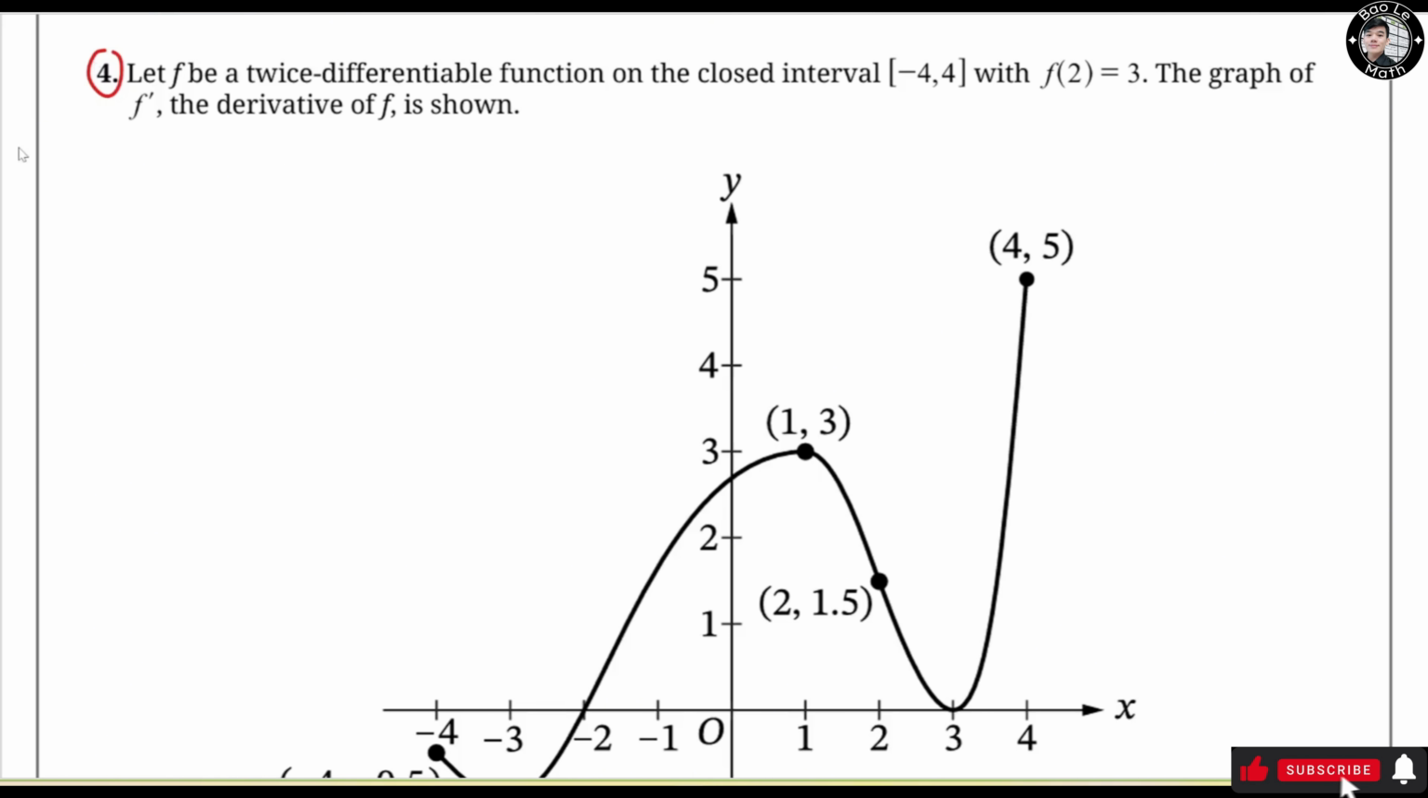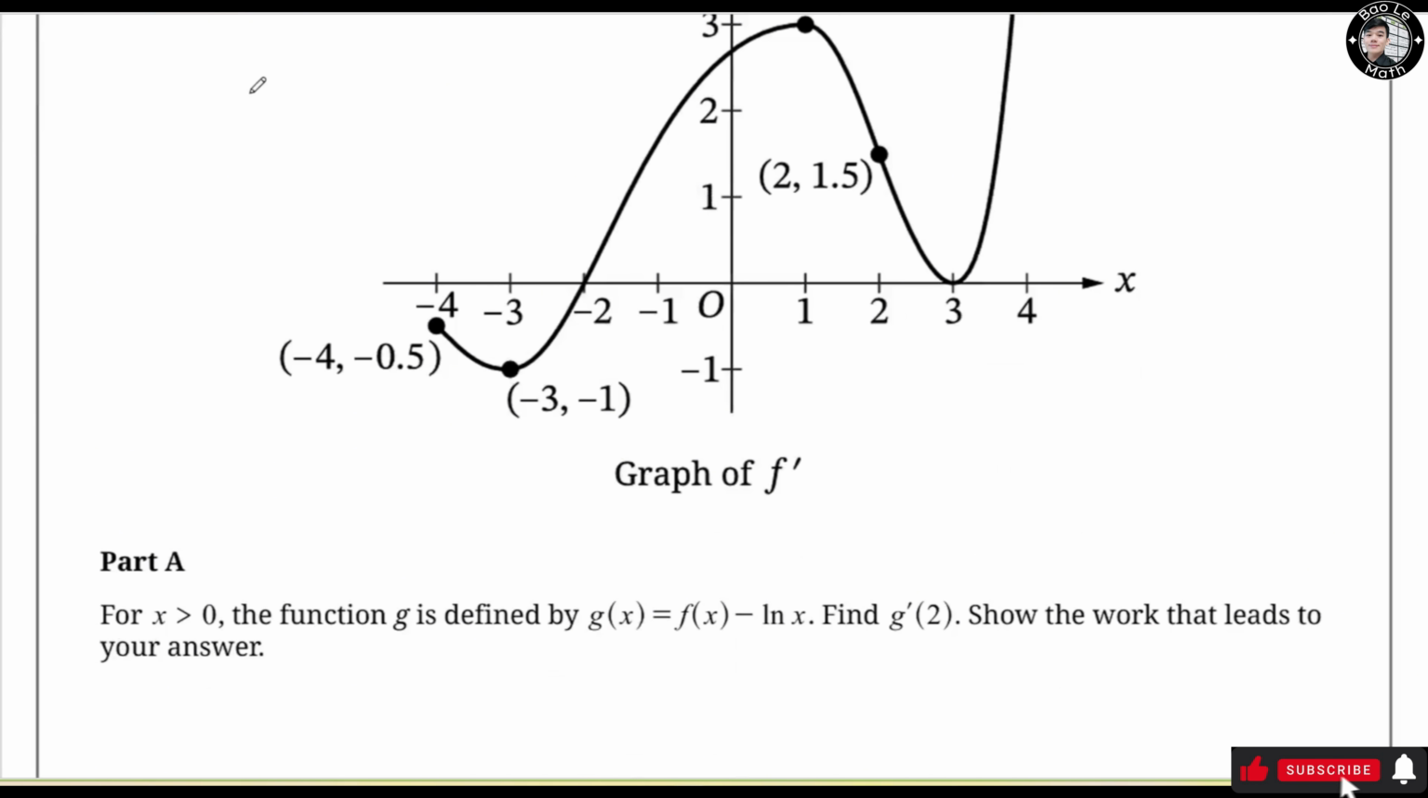Question 4. This one is for AB and BC. Let f be a twice differentiable function on the closed interval -4 to 4 with f of 2 equals 3. The graph of the function f prime, the derivative of f, is shown below.